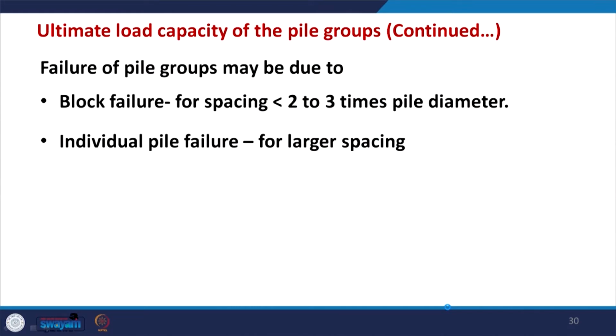Continuing with this, the ultimate load capacity of pile groups could be governed by the failure of the pile group, which may be due to block failure or individual pile failure. Individual pile failure is normally for spacing greater than 2 to 3 times pile diameter. But if you use smaller spacing between the piles, then the pile group may fail as a block. That means, rather than failing as individual piles, the complete block has failed.